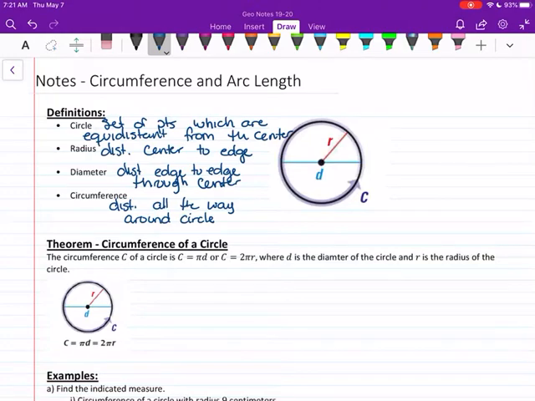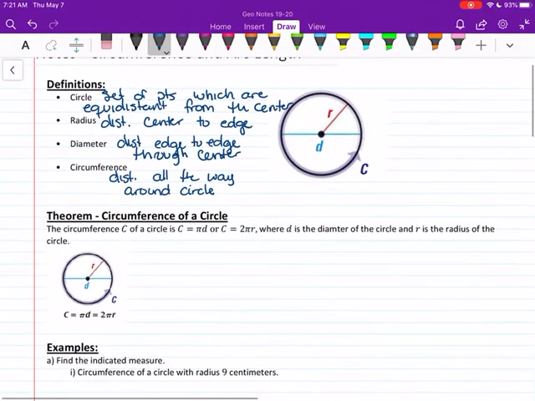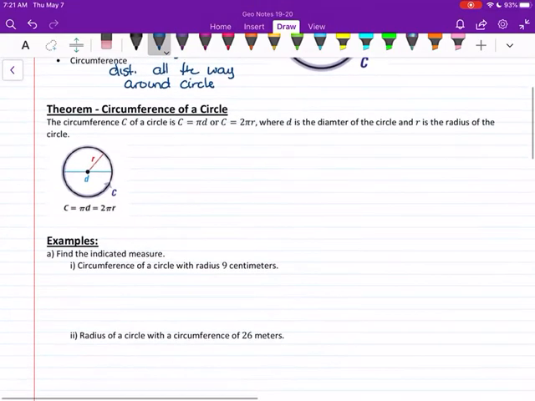So our first theorem today is the circumference of a circle, and it says the circumference C of a circle is pi d, or 2 pi r, where d is the diameter of the circle and r is the radius of the circle. Okay, so there's our formulas, and I think we've actually done some of this before, so this should be review. So let's go through some examples.